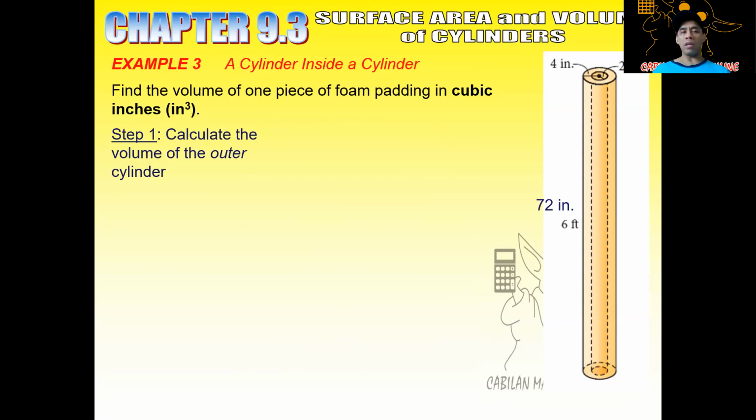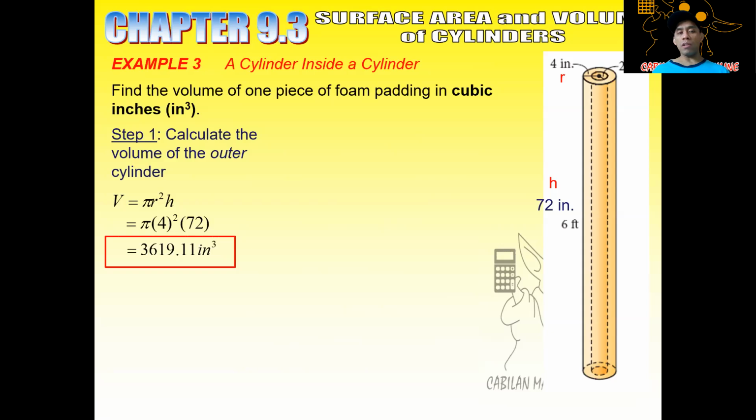So step number one, we need to find the volume of the outer cylinder first, using the formula pi r squared h. Starting with the radius, the outer part is the bigger tube, so the radius there would be 4. The height will be 72, and actually the height will be the same for both of them. We put those numbers in and we get 3,619.11 cubic inches. All right, so that's step number one.